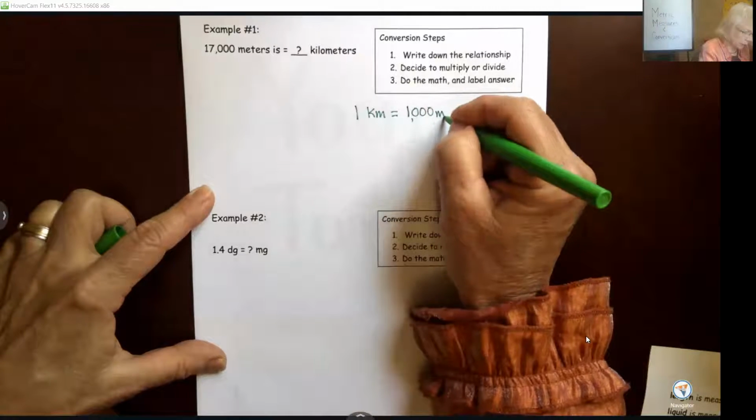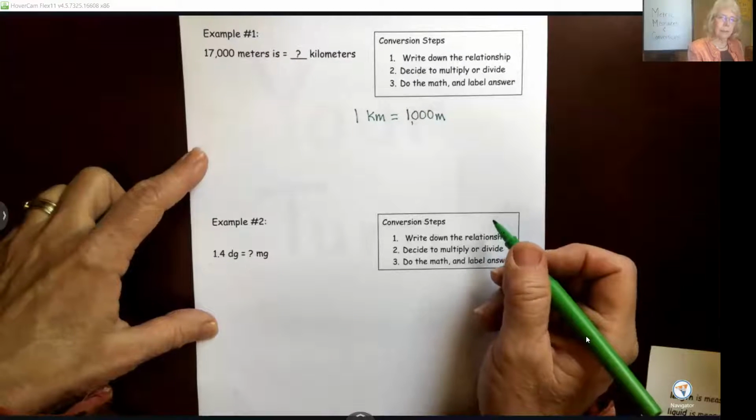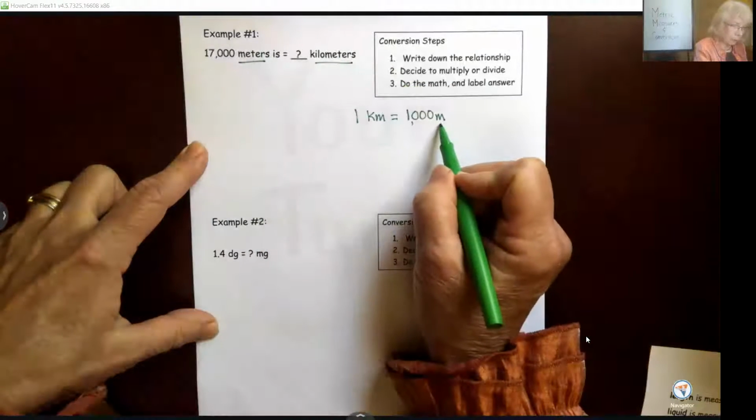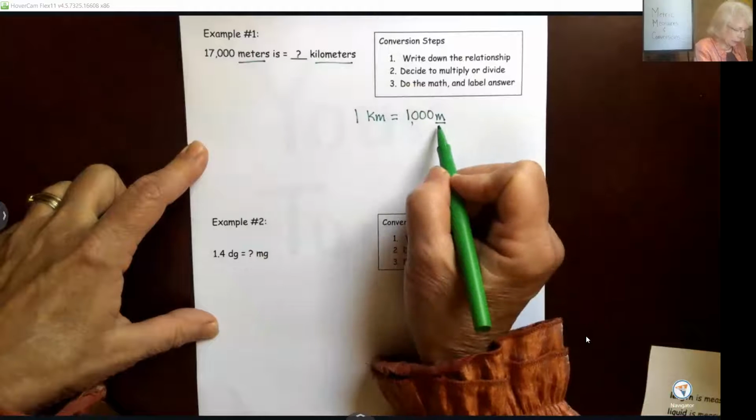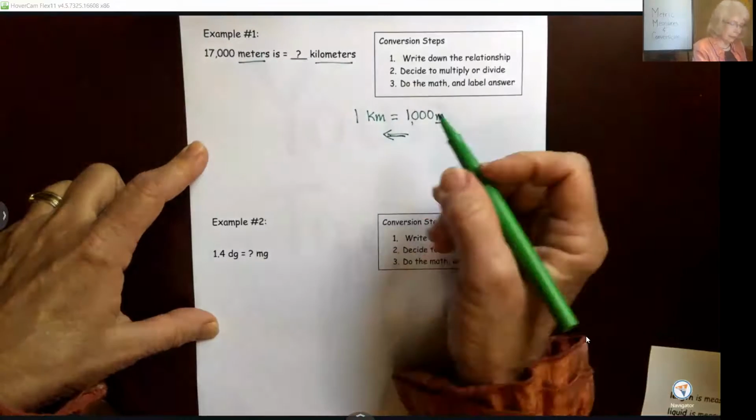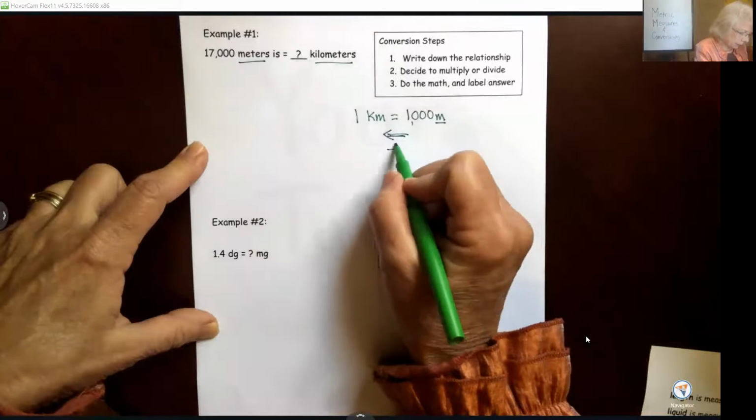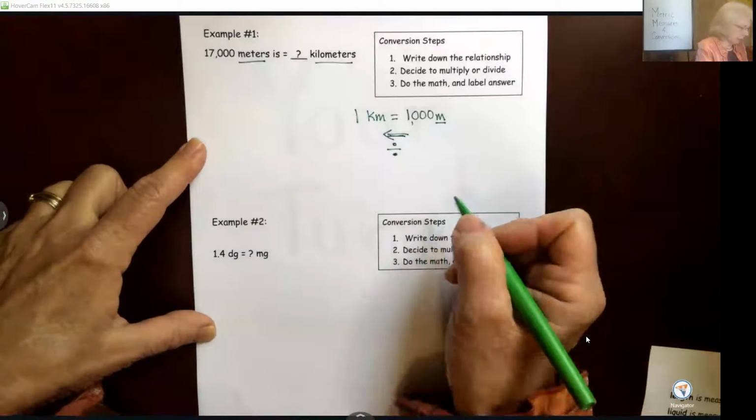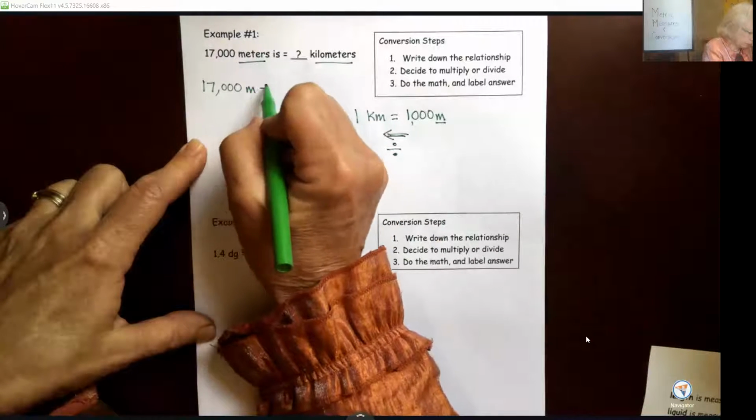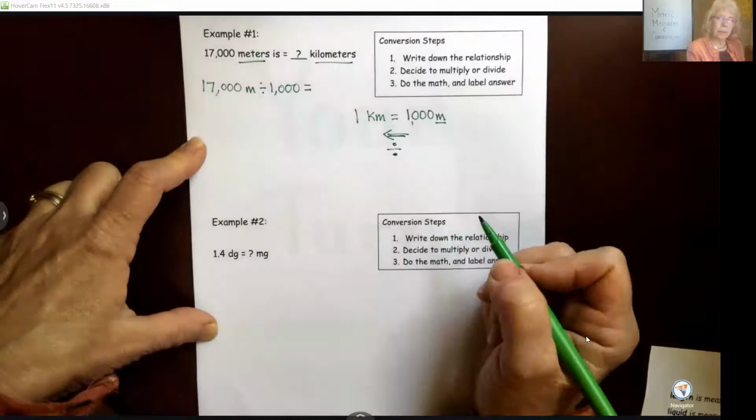We figure out whether to multiply or divide by deciding which way we are going. So we're going from meters to kilometers, excuse me, I get tongue twisted there. And that means we're going this way. And when we go this way, as long as our relationship has 1 on this side and our larger number over here, it means we are dividing, okay? So that means we're going to take 17,000 meters and we're going to divide by 1,000 to get how many kilometers it is.